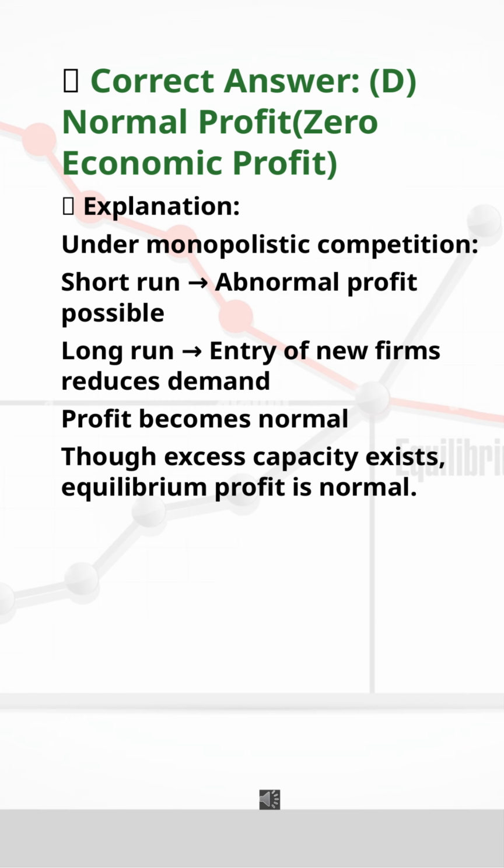This is especially relevant under monopolistic competition, where firms sell differentiated products but still face competition. The most important concept here is that, despite potential short-term gains, the competitive nature of the market drives profits down to a normal profit level in the long run. And that's why the correct answer here is D, normal profit, or zero economic profit. It highlights that, over time, firms tend to earn just enough to stay in the market without making excess profits.